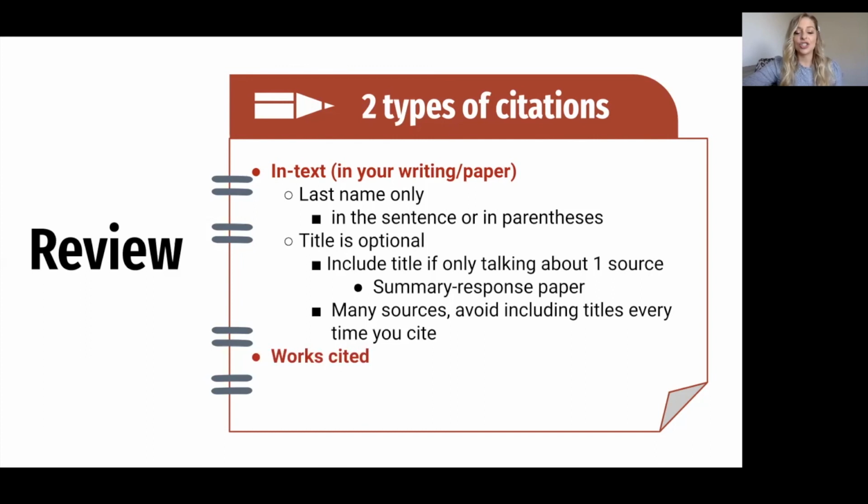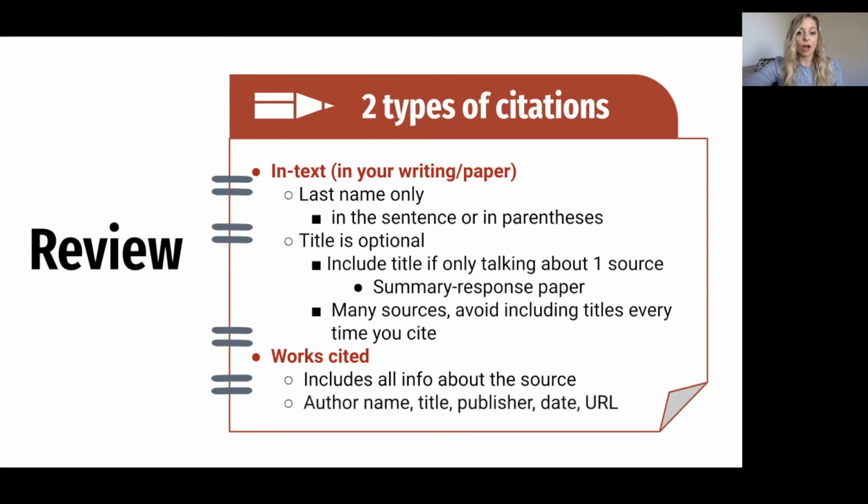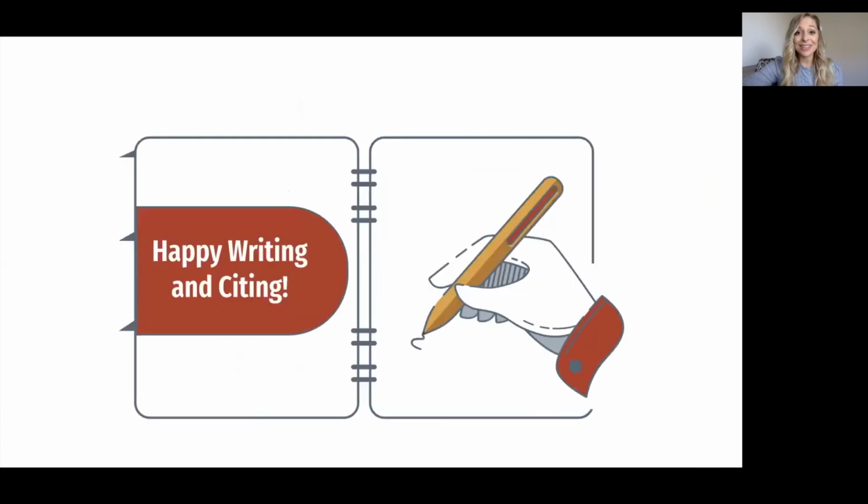Then in addition to your in-text citations, we also have another type of citation, and that is what goes in your Works Cited page, which is the long list of sources at the end. These include all of the information about the source that you can find, like the author name, the title, the publisher, the date, or the URL. And don't forget, please use the resources available to you that can help you cite. That is more than acceptable, and that will help you create more proper citations when writing your Works Cited.